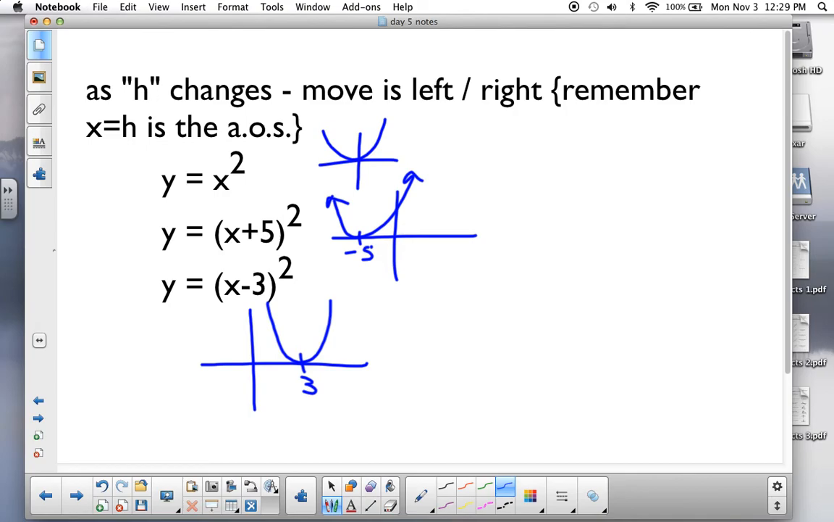So the number that is in the parenthesis is the left-right shift, and it does the opposite of what it looks like it's going to do. The number that's tacked on the end is the up-down shift, but it does exactly what it looks like, and the number here in front determines how wide or how narrow. That is all that I have for you for today.